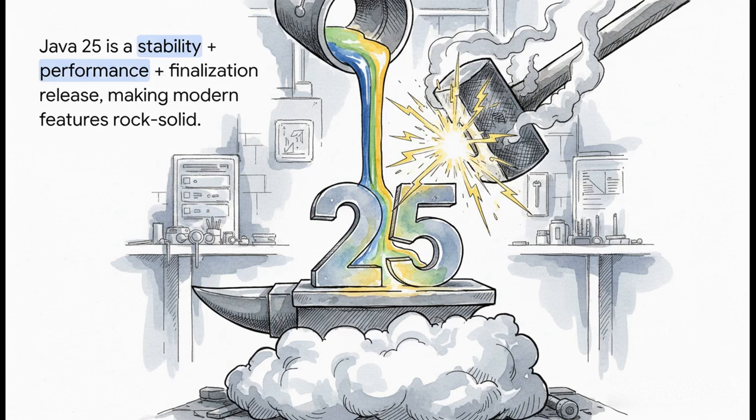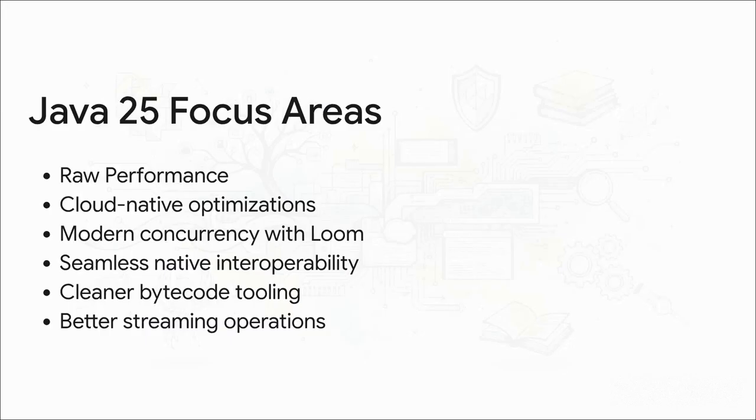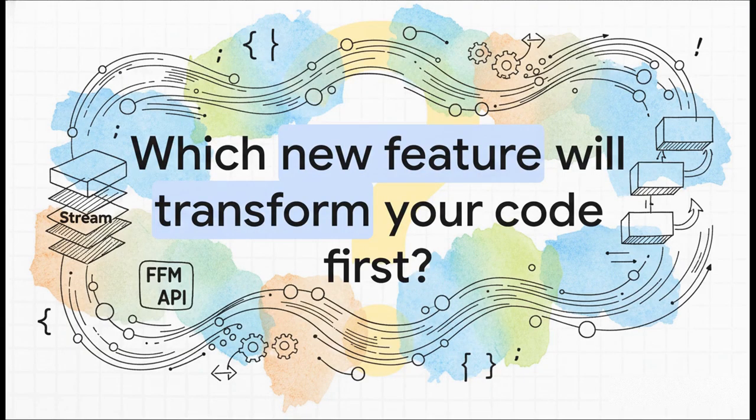for your real-world applications. So to sum it all up, these are the main focus areas. We're seeing a relentless push for raw performance, especially with the cloud in mind. They're maturing the whole modern concurrency story with Project Loom, and they're giving us cleaner, more powerful APIs for basically everything, from native code all the way to stream processing. And that really brings us to the final question, and it's a question for you. With all these powerful new tools now officially production ready, everything from stream gatherers to the FFM API, which one are you looking at and thinking, yeah, that's going to be the first thing that transforms my code?